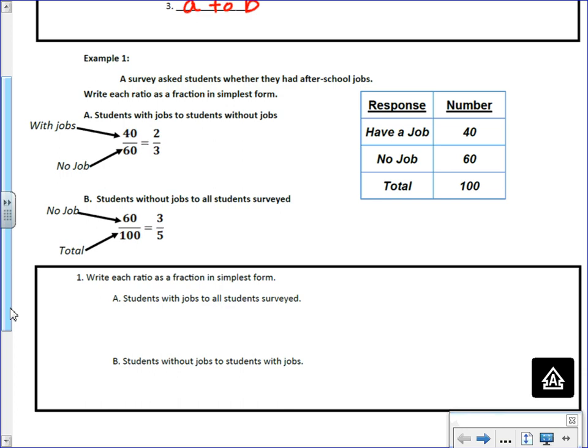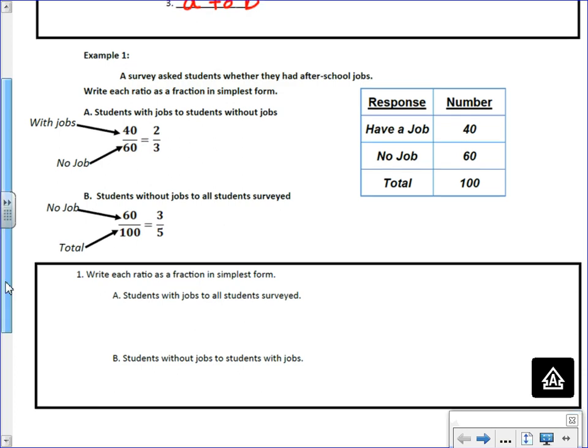Everybody with me? And then that's also the same as for every 2 kids that have a job, 3 of them don't. Okay? Students without jobs to all students surveyed. So there's 60 without jobs and 100 students. Everybody with me? So that reduces to 3/5. So for every 3 people that don't have a job out of 5 out of the whole school. So, does that make sense?